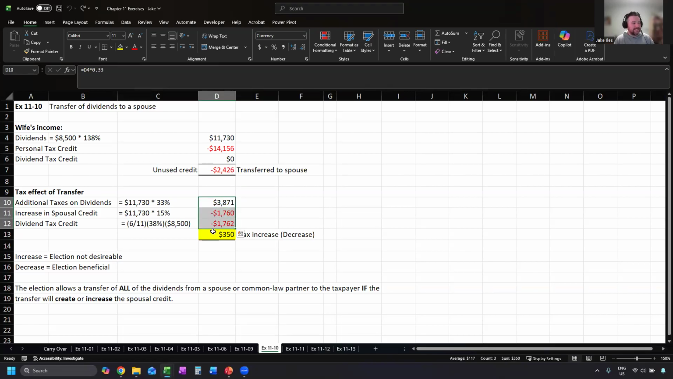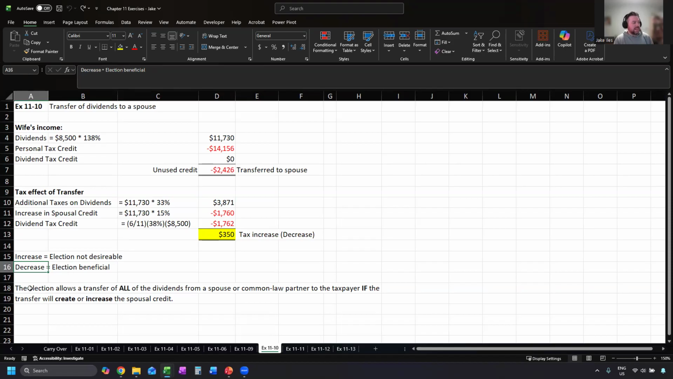So the net effect is actually an increase of taxes. So even though we were able to use more credits, because of our significant tax bracket, the tax effect is too high. The net effect is additional taxes. We don't want to pay more taxes, so let's just not do the election. Let's not transfer the income. If it results in an increase in taxes, then we don't want to do the election. If it results in a decrease of taxes, if it saves us money, then absolutely we want to do the election.